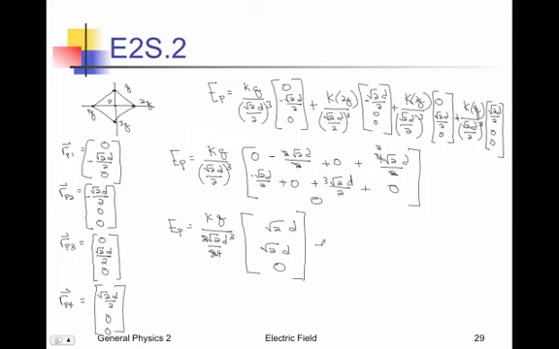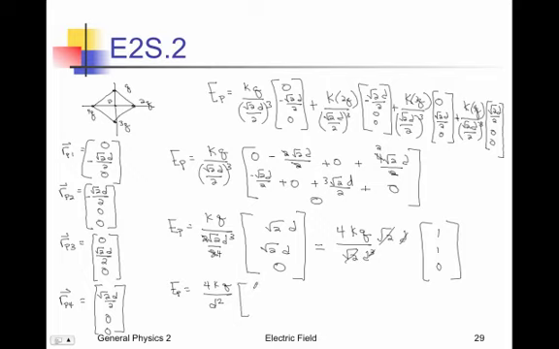Okay, so now I can bring my 4 up to the top, so 4kq over the square root of 2 times d cubed. And in both of these terms, I have the square root of 2 times d. And so I'm left with 1, 1, 0. So my square root of 2's cancel. And I have a d here, so a d there. So I have EP is equal to 4kq over d squared, and now 1, 1, 0.